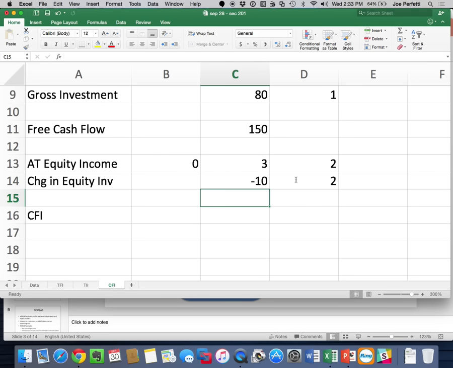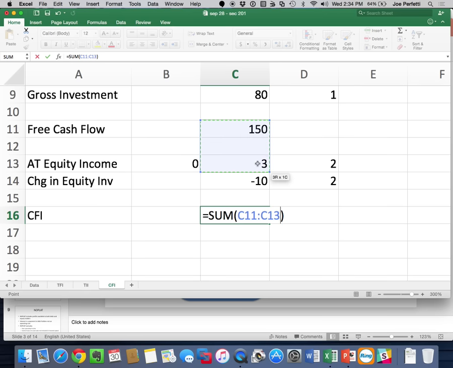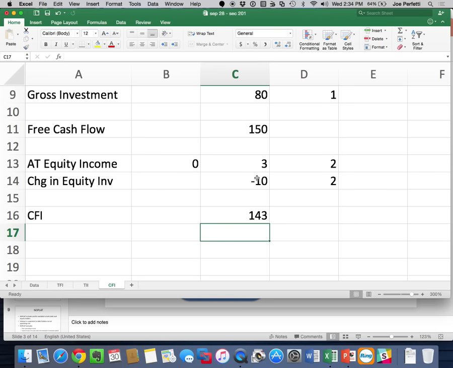So my CFI is going to be the sum of these three things. It's going to be the free cash flow plus the after-tax equity income plus a negative 10, because I spent $10 million, or $10, buying shares of other companies. My CFI will be 143.